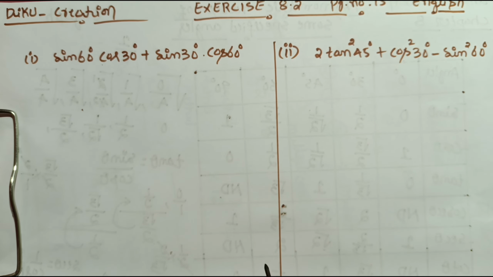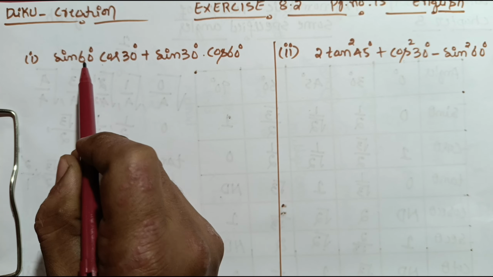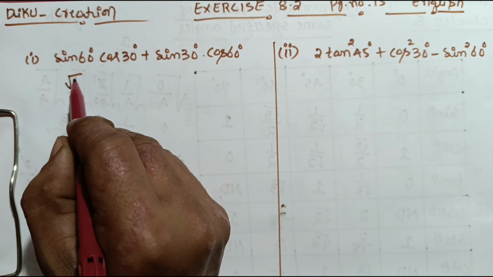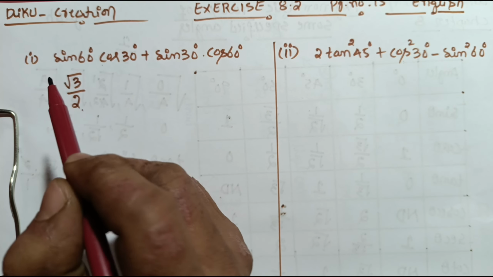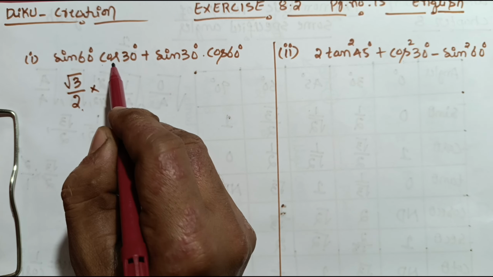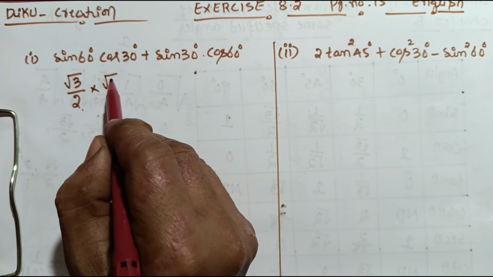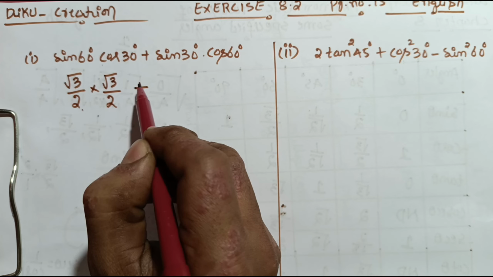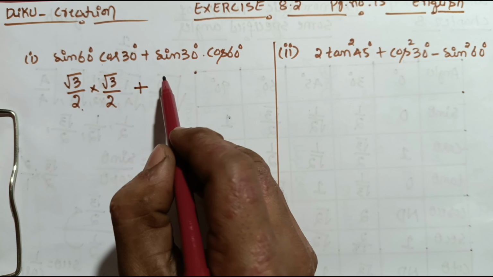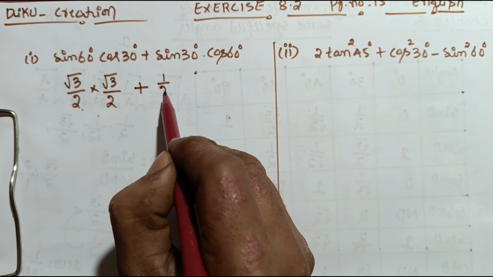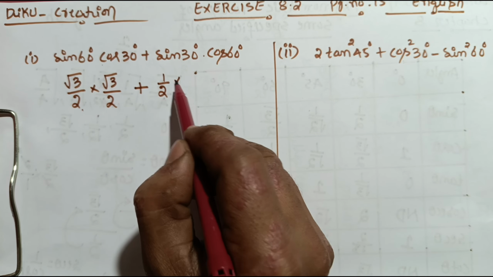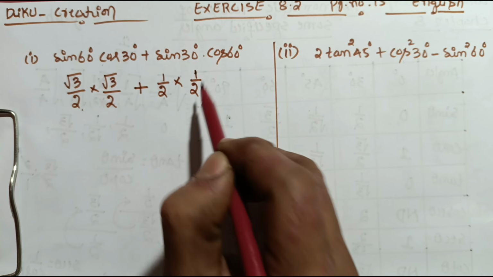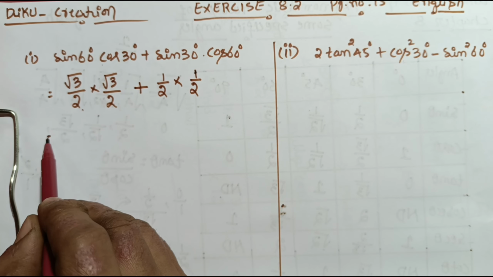Okay, so now the value of sine 60 degree from the trigonometric table is root 3 by 2 into cos 30 degree. Cos 30 degree value is also root 3 by 2. Here there is a plus, we'll write it plus. Sine 30 degree from the table, that value is 1 by 2, into cos 60 degree value which is also equal to 1 by 2. Now I need to simplify.